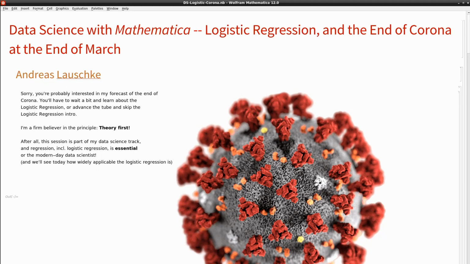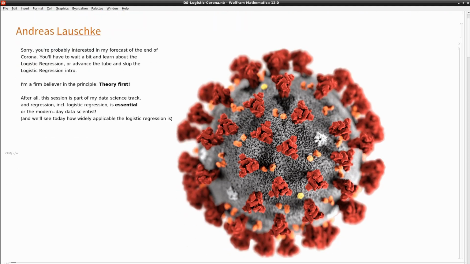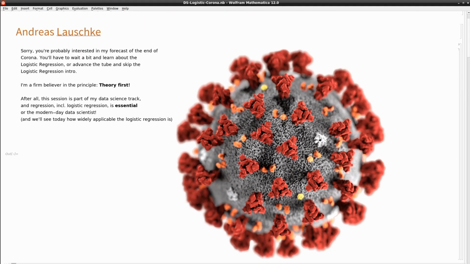I'm a firm believer in the principle theory first, and that's why I will introduce the theory and the mathematics first before I apply it to the actual data. After all, this session is part of my data science track, and regression, including logistic regression, is absolutely essential for the modern day data scientist. And we will see today how widely applicable the logistic regression is.